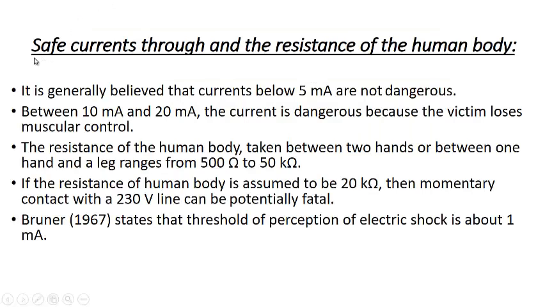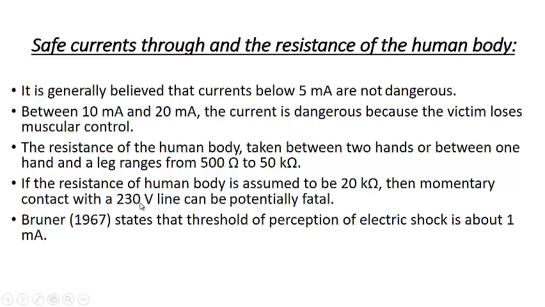Now let us come to the safe currents through, and the resistance of, the human body. It is generally believed that currents below 5 milliamperes are not dangerous. Between 10 milliamperes and 20 milliamperes, the current is dangerous because the victim loses muscular control. The resistance of the human body taken between two hands or between one hand and a leg ranges from 500 ohm to 50 kilo ohm. If the resistance of the human body is assumed to be 20 kilo ohm, then momentary contact with a 230 volt line can be potentially fatal.